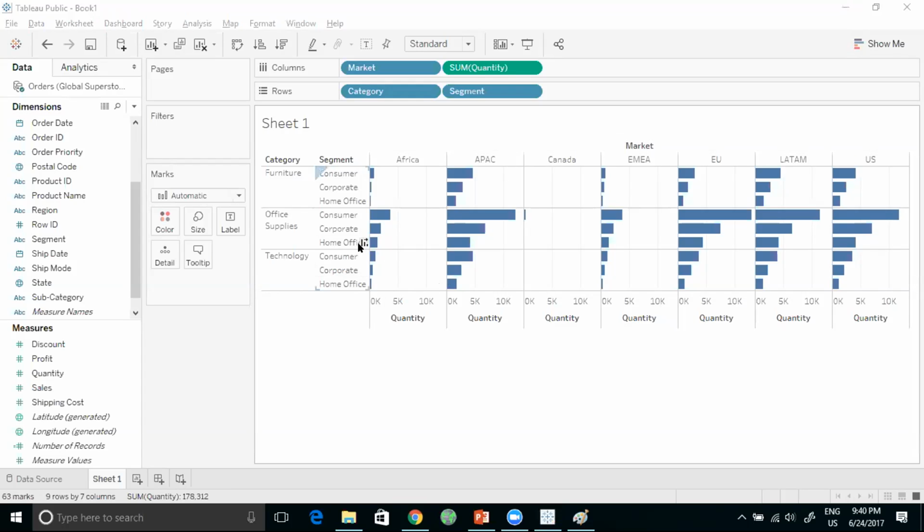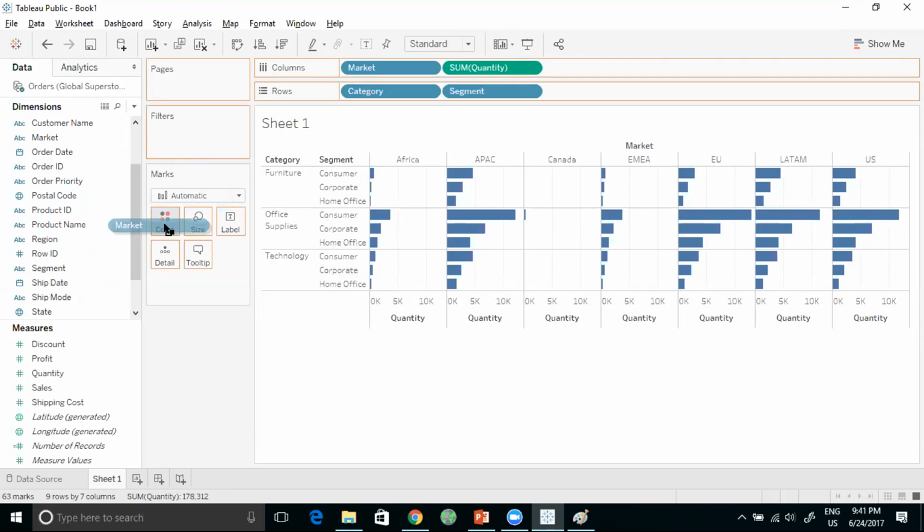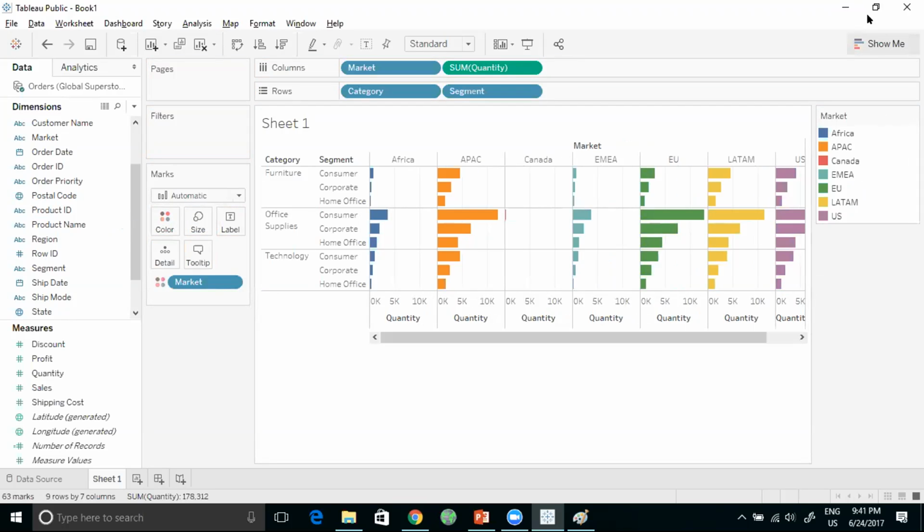But it's not over yet. I want to see all of these different segments as different colors. And all I need to do is pick up market and drop it on top of color, right? So I'm going to do that now. Okay, it's as easy as that. I just got to find market, by the way. Where is it? Okay, let's have a look. Here we go. And drop it on top of color here. Okay, the moment I do that, I see each of the markets in a different color.